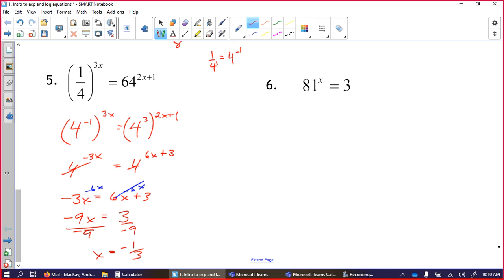And that should work, I mean, we can check it if we want. 2 times 1/3 is 2/3, negative 2/3, plus 1 is 1/3. Yeah, that's going to work out. They both equal 4. 81 to the x equals 3. Well, that's 3 to the 1. 3 times 9 is 27, 27 times 3 is 81, so this is 3 to the 4, to the x equals 3 to the 1.